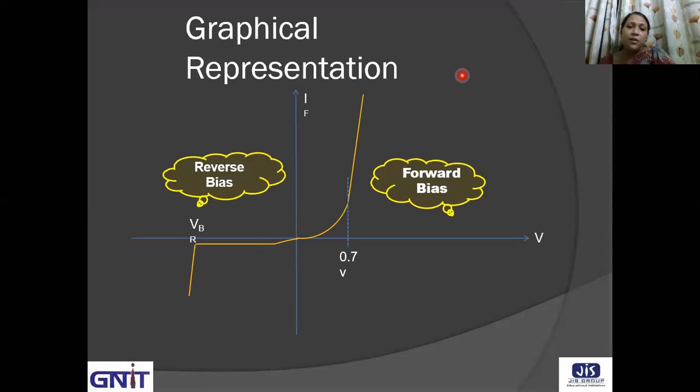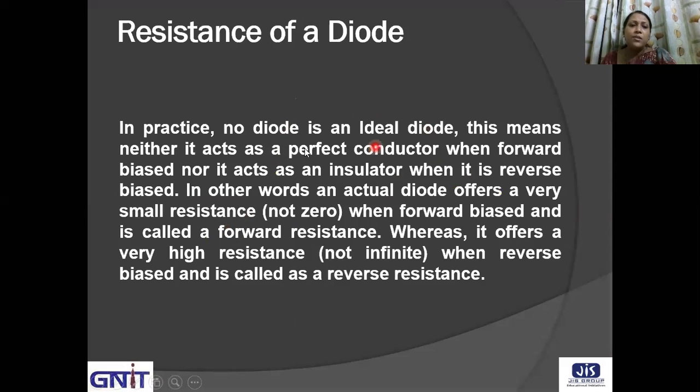So this is the graphical representation of the IV characteristics of a Zener diode. This is forward bias, this is reverse bias, and we are seeing that in reverse bias the current is maximum. Now, resistance. In practice no diode is an ideal diode.